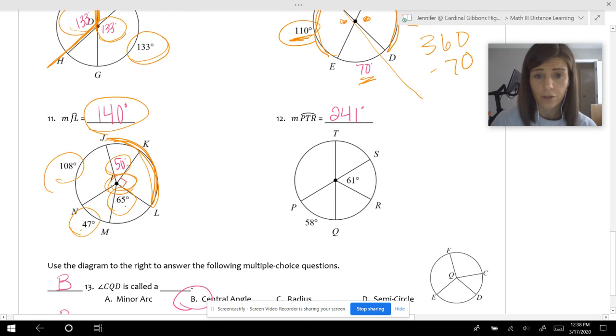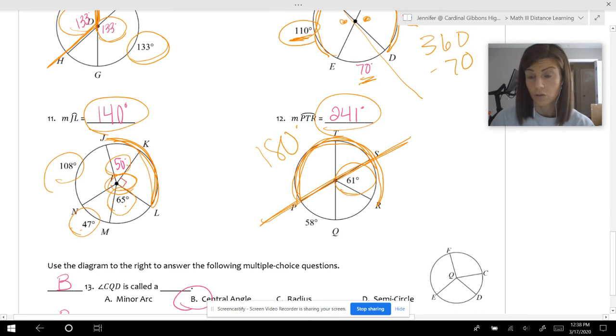And finally, number 12, arc PTR. So PTR would be right here. This one, there were a lot of different ways you could have done it. The easiest way is noticing that that's half of the circle. So from P to S is 180 degrees, plus that 61 degrees would give us the 241 degrees.